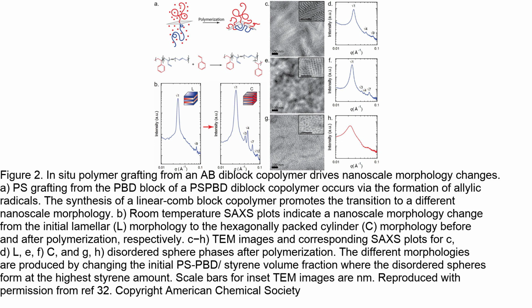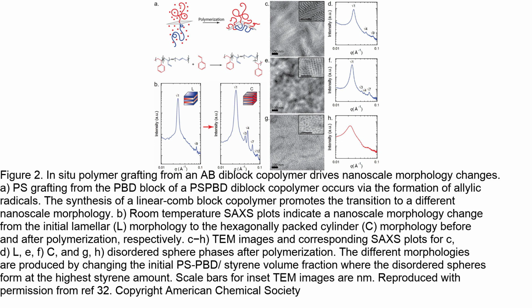1,2-butadiene, PS-PBD, which drives nanoscale morphology changes. The schematics in Figure 2a illustrate the PS grafting process from the PBD block, initiated by the formation of allylic radicals. The resulting linear comb block copolymer promotes the transition from an initial lamellar, L, morphology to a hexagonally packed cylinder, C, morphology, as shown in the room temperature small angle X-ray scattering, SAXS, plots in Figure 2b.